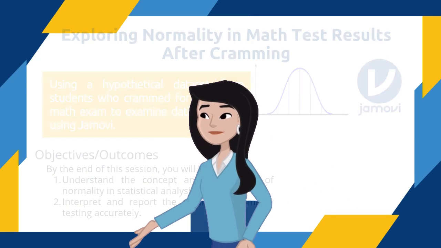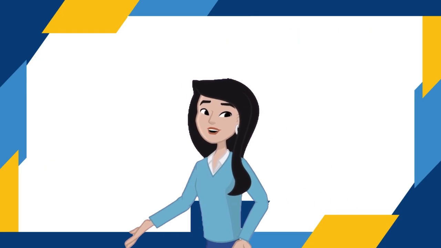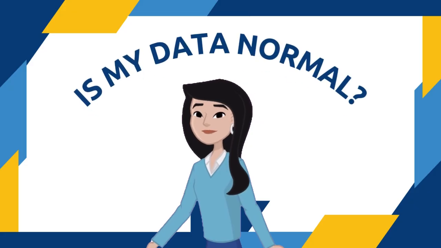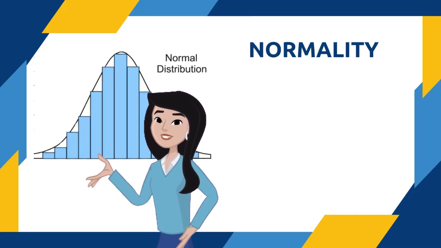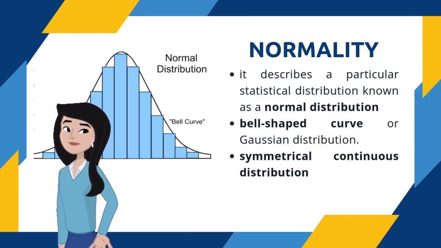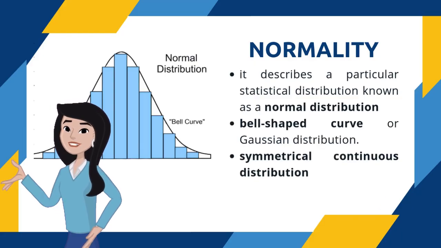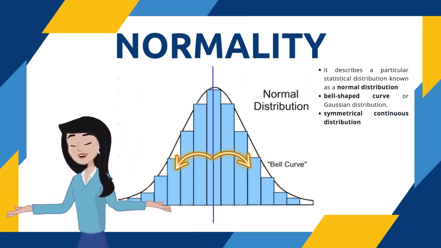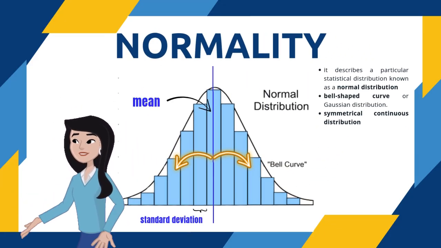But before diving into powerful tools like t-tests or ANOVA, there's one crucial question you need to ask. Is my data normal? So what does normal really mean in statistics? Well, we're talking about the normal distribution, also called the bell-shaped curve or the Gaussian distribution, a symmetrical continuous distribution determined by the data's mean and standard deviation.